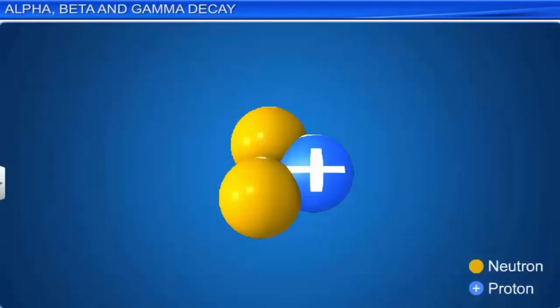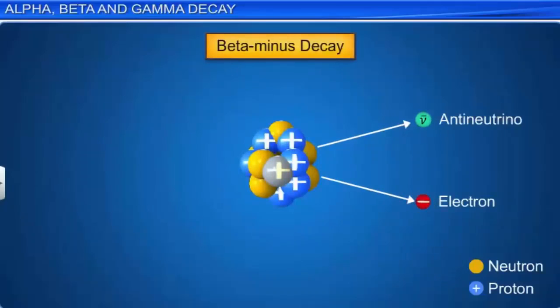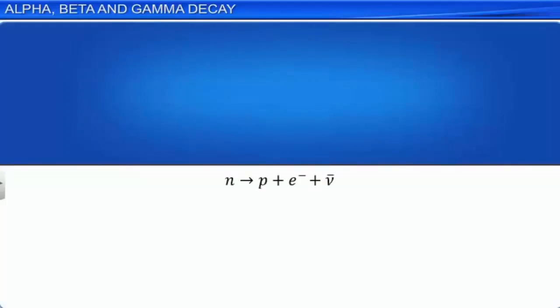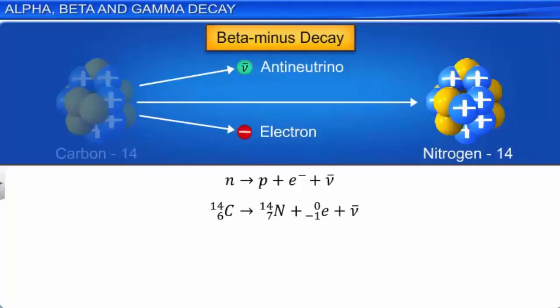The decay in which an electron is emitted is called beta minus decay. In this decay, a neutral, massless particle called an antineutrino, denoted by the symbol nu bar, is also emitted. For example, when carbon-14 decays into nitrogen-14, it emits an electron and an antineutrino, which is denoted by nu bar. This is called beta minus decay, since the particle emitted is the electron. Here, we see that a neutron converts into a proton and in the process emits an electron.